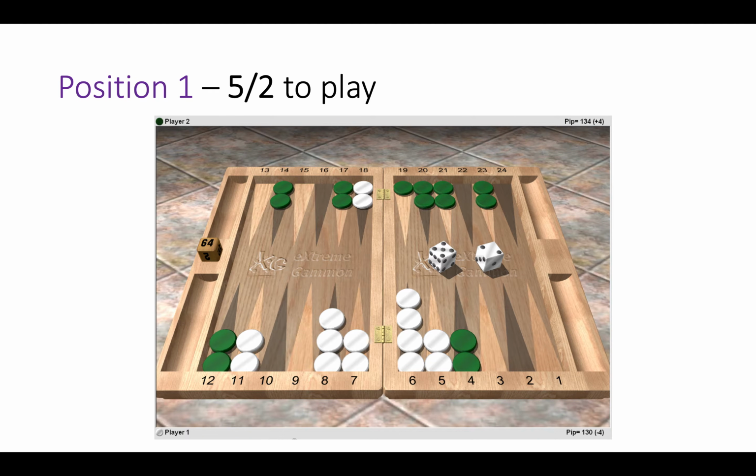Now we're going to look at some positions. So how would you choose to play 5-2 here as white? So this is a money game.